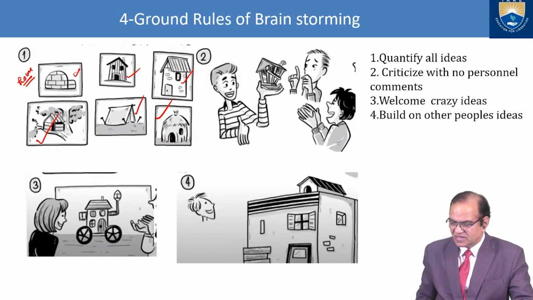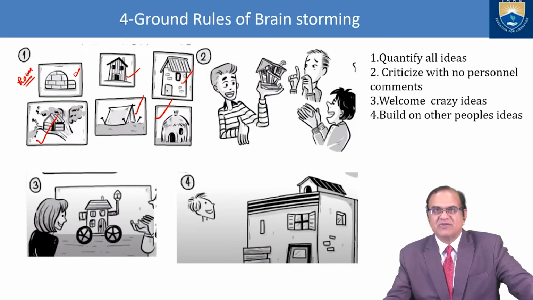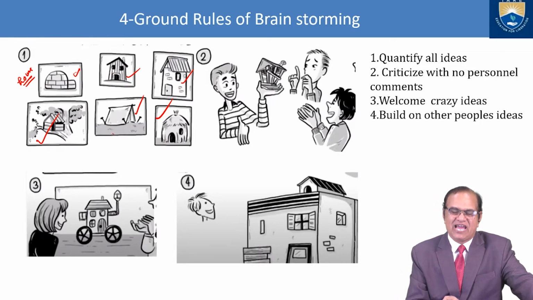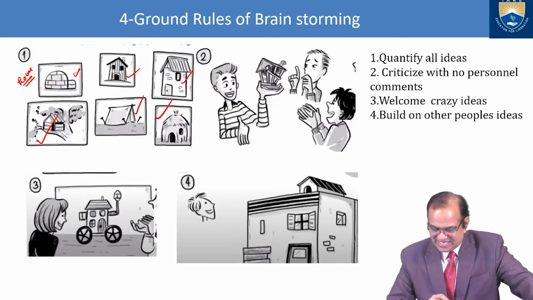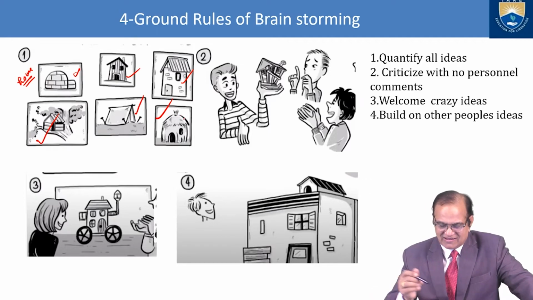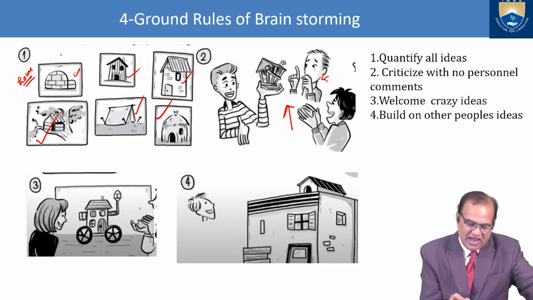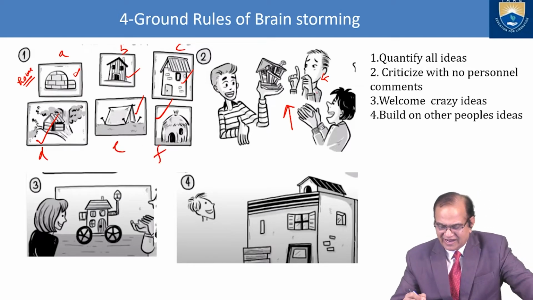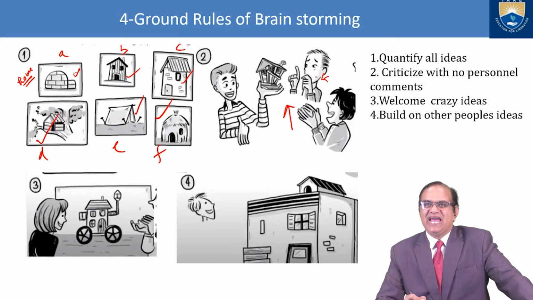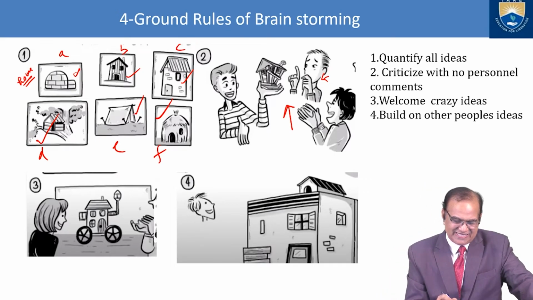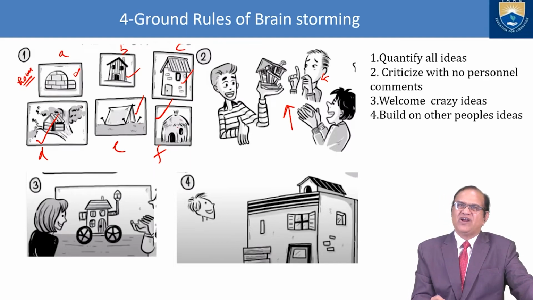Next is criticize with no personal comment. First you have to quantify the ideas. Here 1, 2, 3, 4, 5, 6 ideas have come. Out of these 6, criticize with no personal comment. So there will be some discussion. They will criticize the ideas I am writing as A, B, C, D, E, F. They may say that B and E are not good because E is like a tent. This cannot work. F is also some leaf and so on.